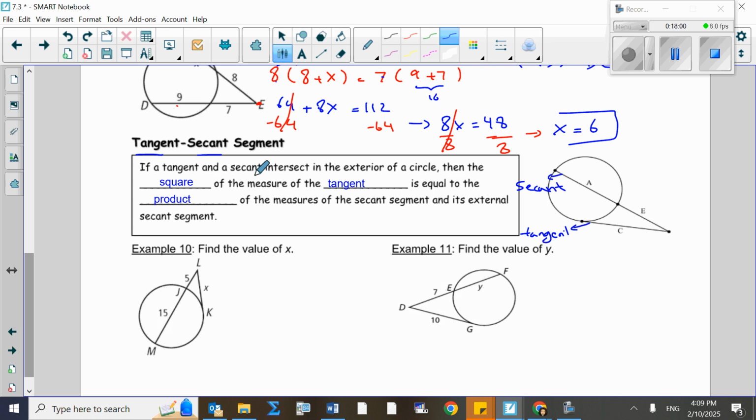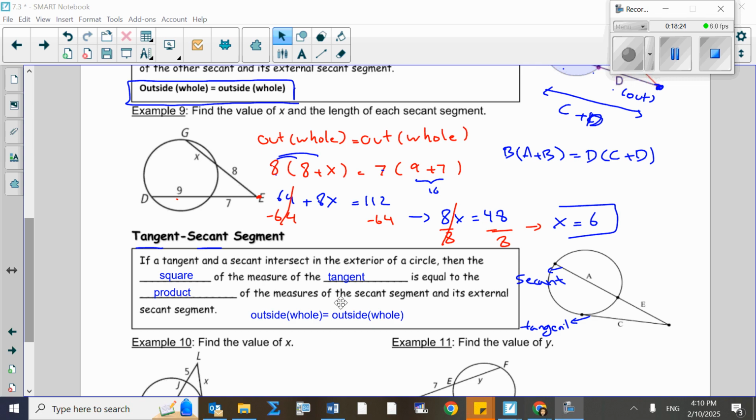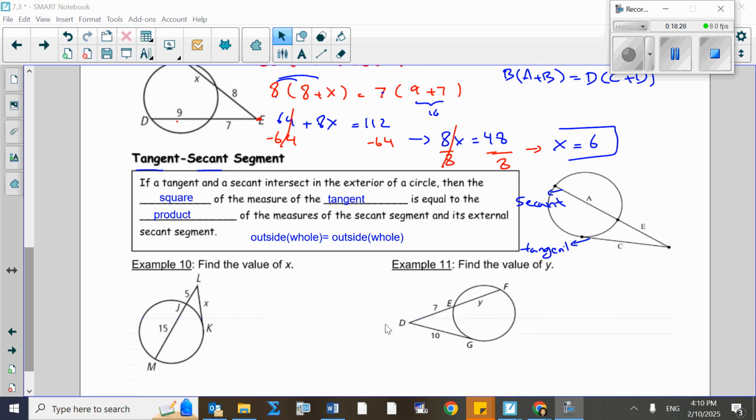If a tangent and the secant intersect in the exterior of a circle, then the square of the measure of the tangent is equal to the product of the measures of the secant segment and its external secant segment. This also might look a little bit hard to understand, but again, to simplify that, we're going to use the same idea here, outside whole, outside whole. Here's the formula, outside times whole, outside times whole. So we're going to use the same thing.